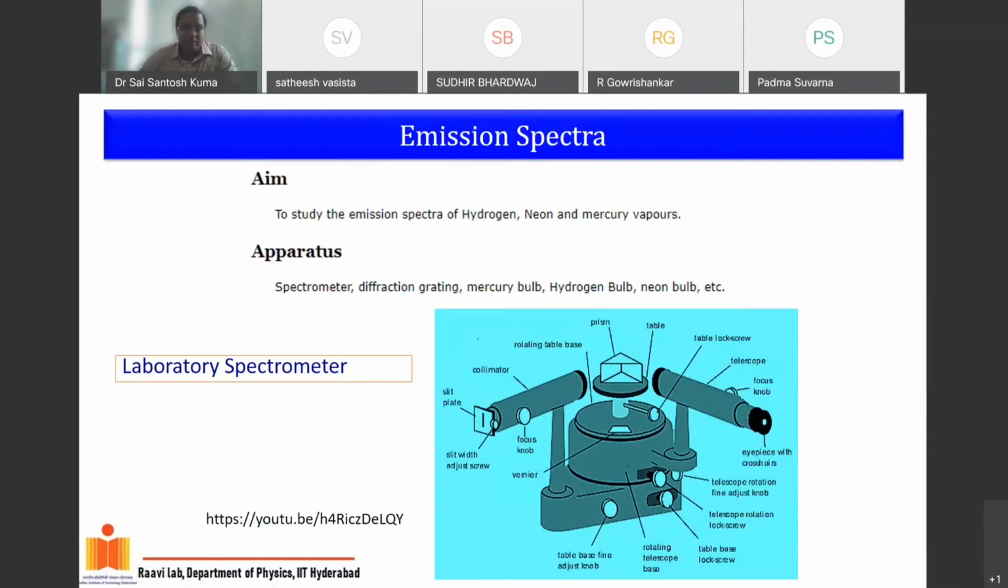Yeah. So probably I should have shown you the actual thing. Just type laboratory spectrometer and you will see a lot of YouTube videos. And I found this video very, very nice. It's about 10 minutes of demonstration, but it's a well explained demonstration.